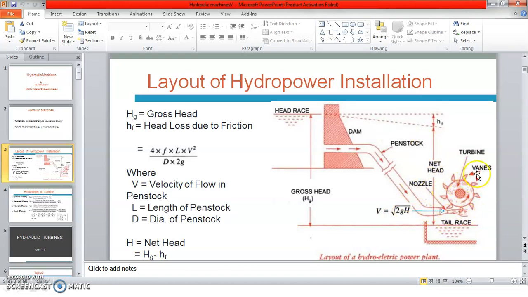The turbine is having a vane. This is the tailrace, this is the headrace. So this is how the hydropower installation is done.